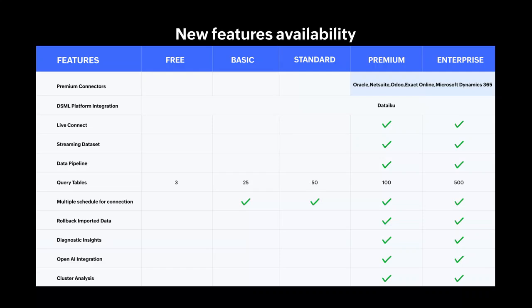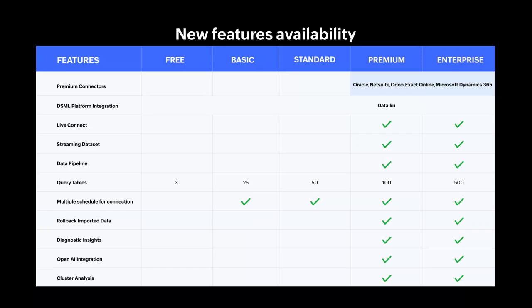So premium connectors for ERPs will be available only in the premium and enterprise plans. DSML capabilities and DSML integration with data will also be available to the premium and enterprise plans. The Live Connect feature, which allows you to connect to databases and data lakes without periodic data imports, is available in the premium and enterprise plans.